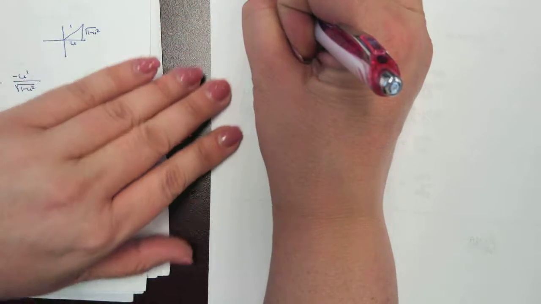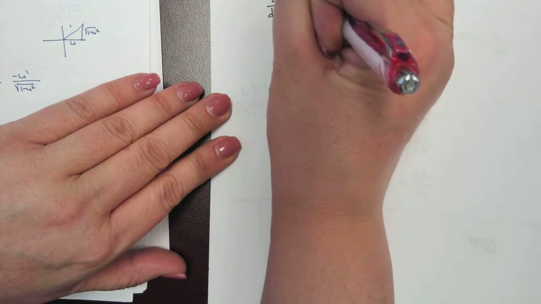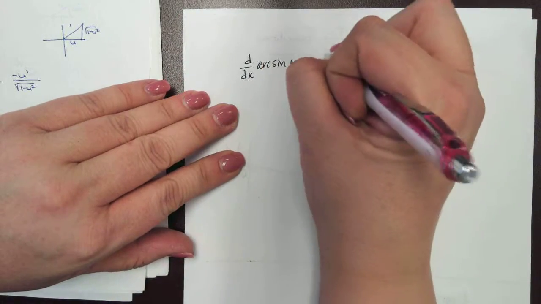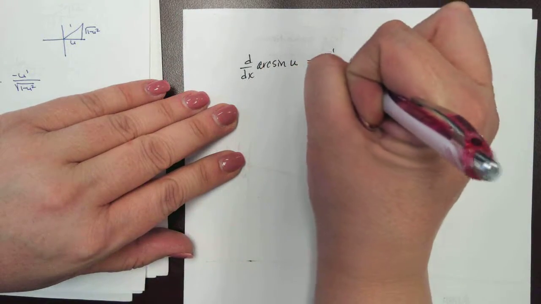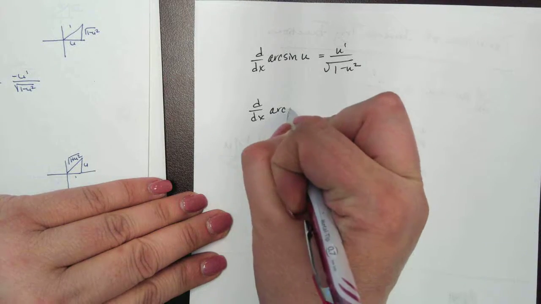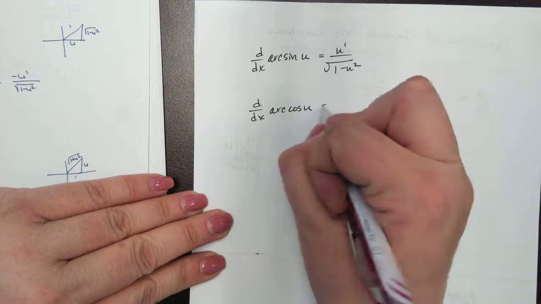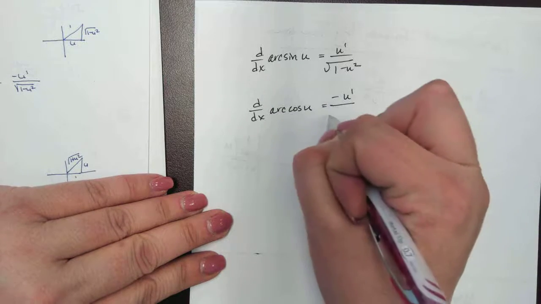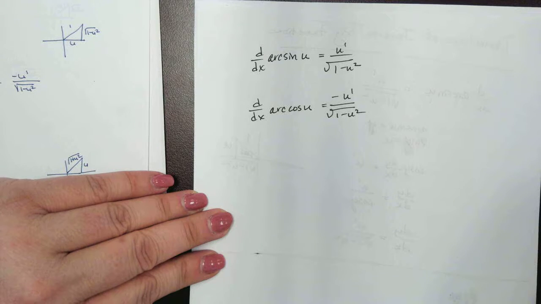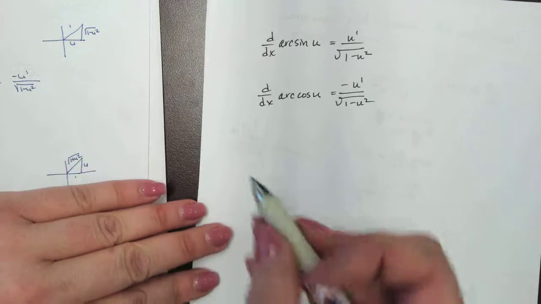d dx of arc sine of u is equal to u prime all over square root of 1 minus u squared. d dx of arc cosine u is equal to negative u prime all over square root of 1 minus u squared. So that's kind of nice already. They're the same, except the cosine, which is good because the derivative of cosine is always negative, right? So here we have the negative.